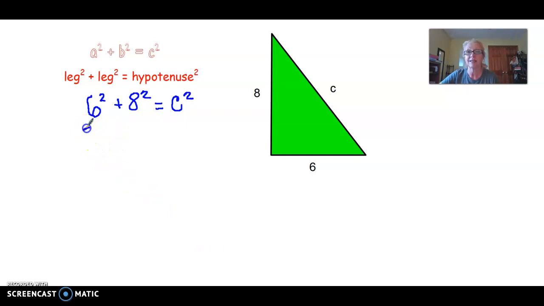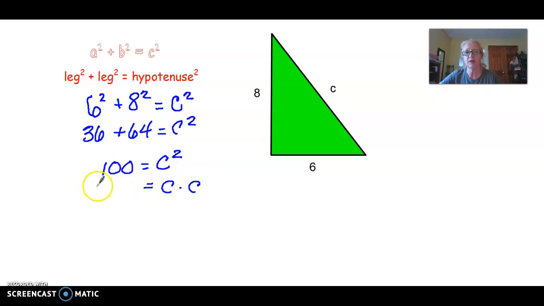6 squared is 36, and 8 squared is 64, equals c squared. And 36 plus 64 is equal to 100. So c squared is c times c. What number times itself equals 100? Well, 10. So c is 10.